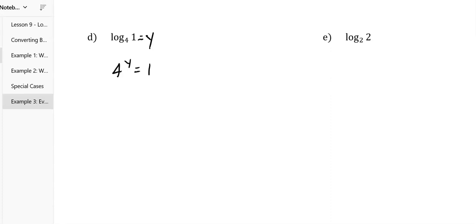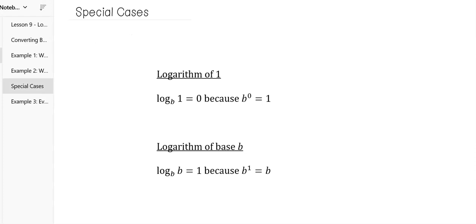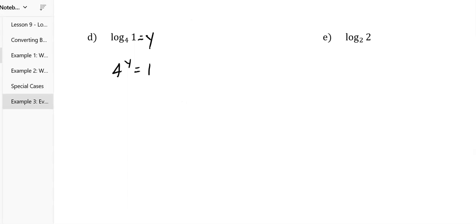So if we go back to that special case here, this is a logarithm of 1. Log base b of 1 equals 0 because anything raised to the 0 power is 1. So as you can see here, when it has that 1 as its x value, you can automatically say that y equals 0 because it is one of our special cases. 4 to the 0 equals 1.